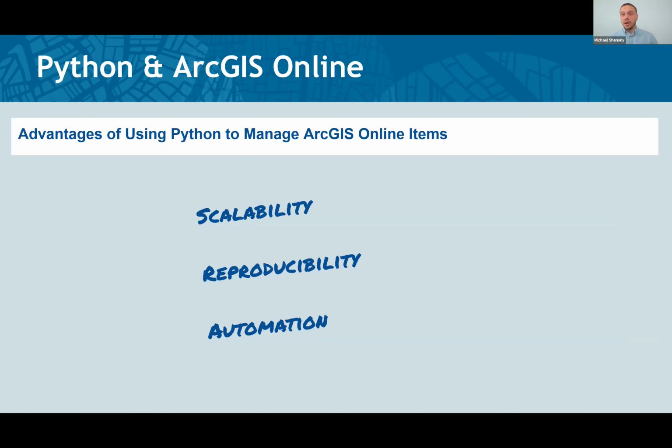And the reason why I'm going to spend just a little bit of time talking about it today is because there's really three things that we get out of using Python to manage content or users in ArcGIS Online, and that is scalability. So once you create a script, you can run it every day, you can run it every hour, you can use it to process 10 items, you can use it to process 1,000 items or 10,000 items in ArcGIS Online. These scripts can be really, really scalable in a way that manually doing things is not.